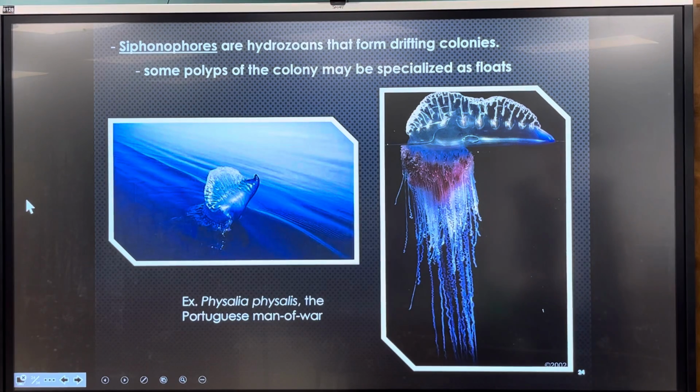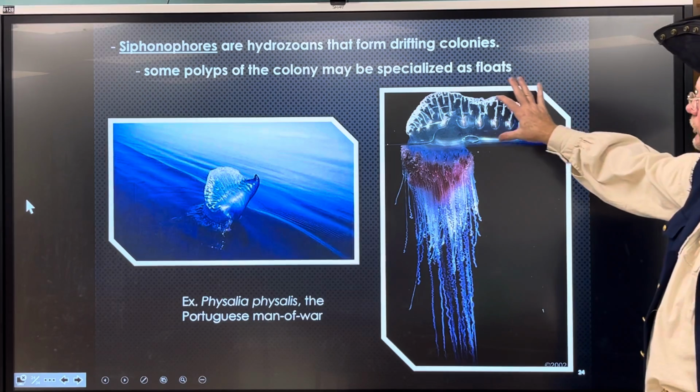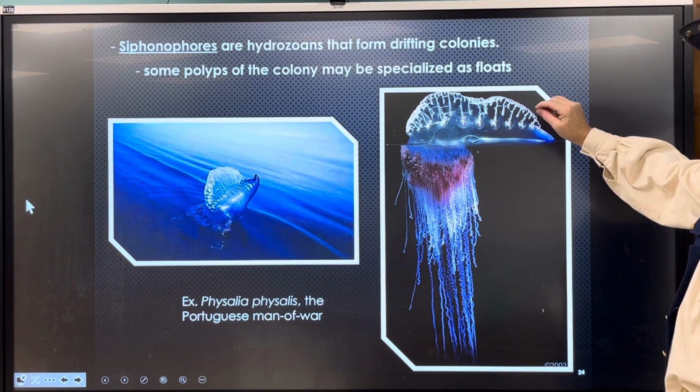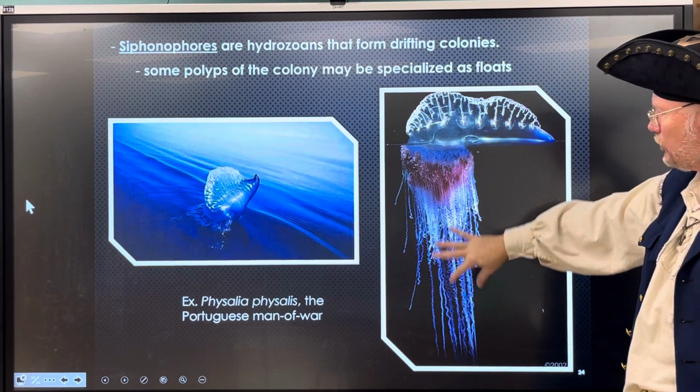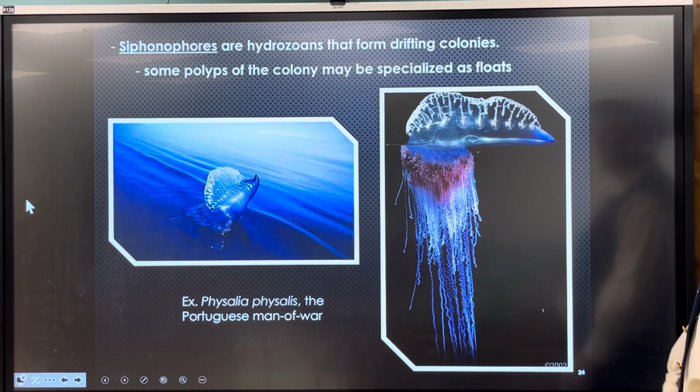All right. Siphonophores are hydrozoans that form drifting colonies. And this is the Portuguese man of war, which I showed you a picture of before. Some of the polyps make the float, some of the polyps make reproductive organs, some of the polyps make the stinging cells for defense and for catching food. Okay?